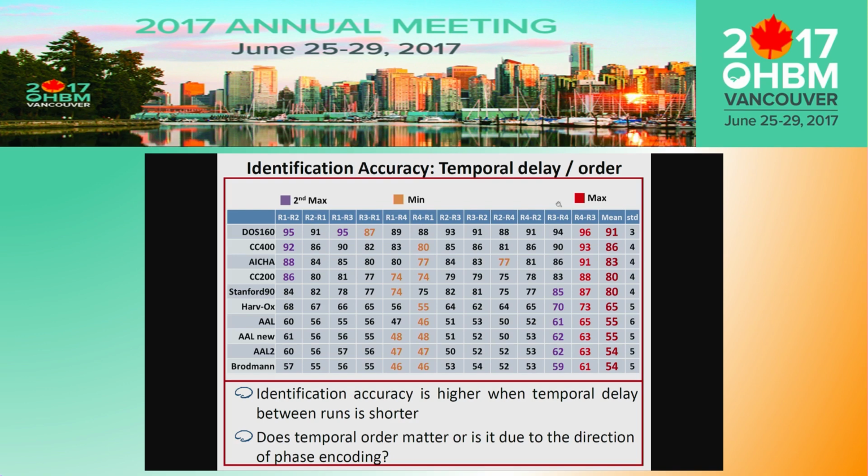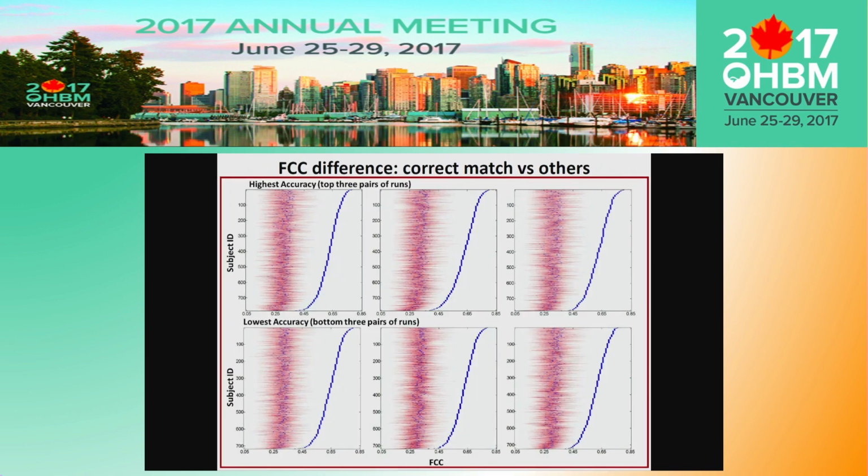Now, we also see differences between pre versus post, or post versus pre. This raises a question: is it because of the temporal order, or is it due to the direction of the phase encoding? As I mentioned before, R4 and R1 have left to right phase encoding. I haven't answered that question yet, but it needs further investigation.